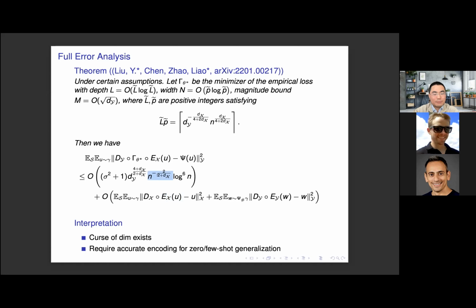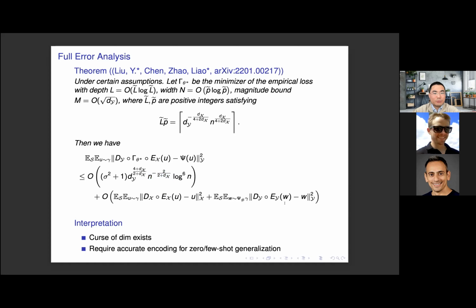Second, suppose n is large enough, then we wonder whether we can prove few shot or zero shot generalization. As long as the encoders and decoders for the x and y spaces are accurate enough, then no matter how you discretize the input function u and output function w, you can still have low error. So this means that we are able to get zero shot or few shot generalization.